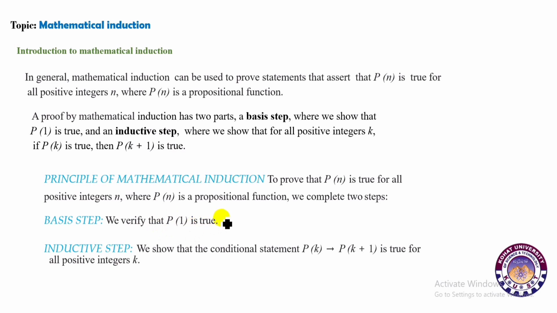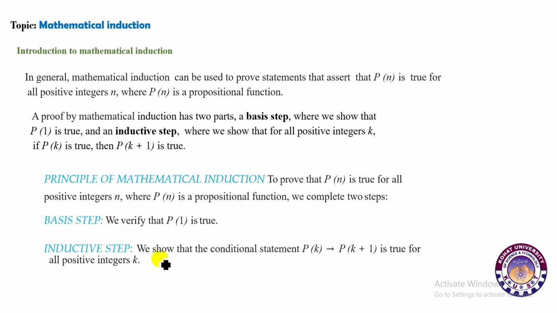If the given proposition starts from n is equal to 3, then we should prove the given proposition in the base step for n is equal to 3. If the given proposition starts from n is equal to 5, then in that case we should take n is equal to 5 on the base step. If we have to prove the given proposition for non-negative integers, then in that case we should take n is equal to 0.